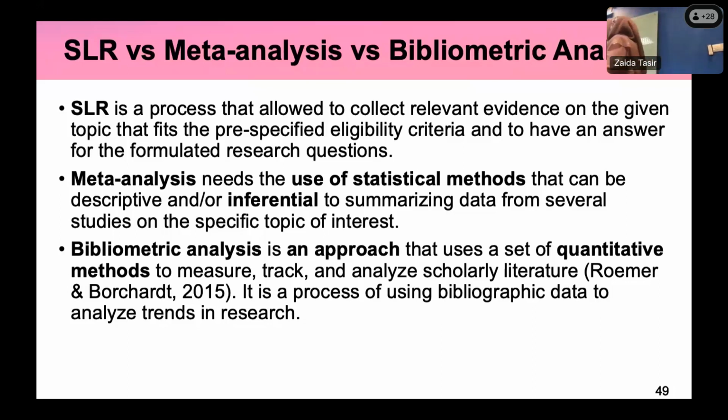Okay? But if you claim that you're using meta-analysis for chapter 2, of course people will ask more. You must analyze experimental research only, because meta-analysis is looking at the effect size of a series of an abundance of experimental types of research, and it must involve statistical method. Okay, and bibliometric analysis is just an approach to set a quantitative method. You just want to measure, track, and analyze the scholarly literature. It's a process of using bibliometric data to analyze trends in research. You just want to analyze the trend in research.